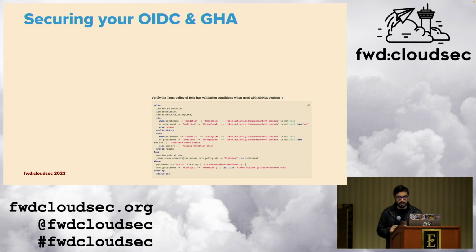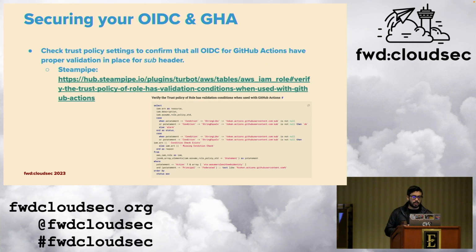If you do want to secure it, there are a couple of ways. Our infrastructure security team worked with Steampipe. So if you use Steampipe, there is a pre-configured scanner that can be used, and it will basically flag any kind of vulnerable trust policy that uses GitHub Actions there.